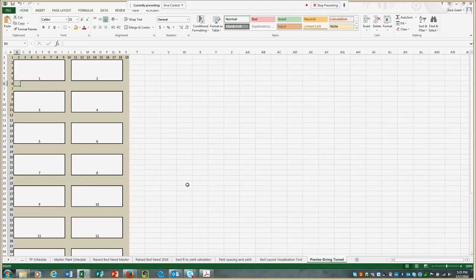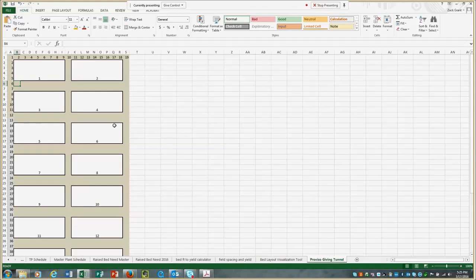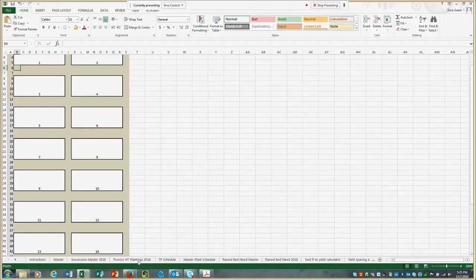So here's a mapping tool. You can also create this in Excel, you could color it out and create a little mapping tool. And in this case, what you're looking at is the 18 4x8 raised beds that are contained within the Proviso Giving Garden High Tunnel. Okay, so I know I only have 18 raised beds, so I made some adjustments to that succession master plan, so I could reduce the amount of planting so it would fit in that space. I just wanted to show you that really quick as a visualization to see how many raised beds I'm working with in this particular plan.